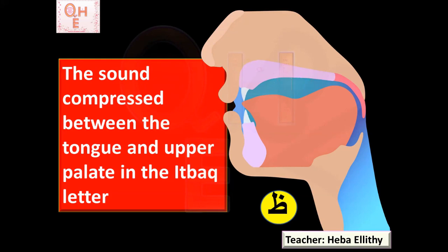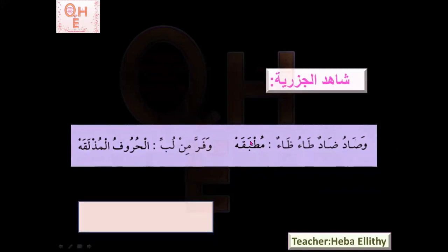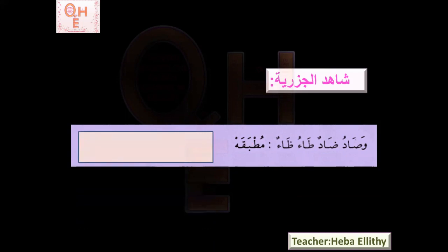Let's go, inshallah, and see the shahid of Jazariya for these 4 letters, which is وصاد ضاد طاء ضاء مطبقة. This part is not mine. So the first part here is وصاد ضاد طاء ضاء مطبقة. So my صاد and the ضاد and the طا and the ضا, these are the letters of الإطباق. The opposite characteristic of الإطباق is الإنفتاح. And this will be our next class, inshallah, explanation. It's very easy.